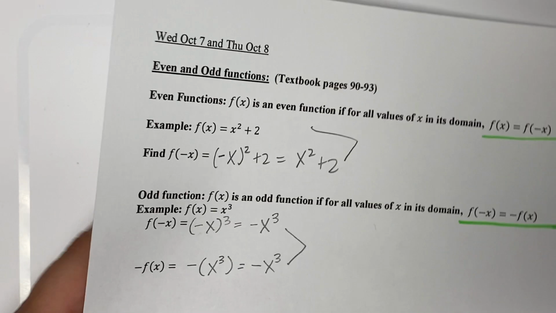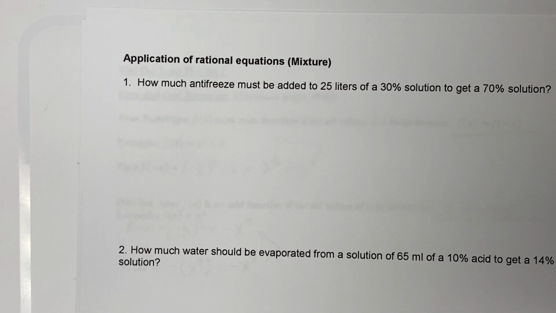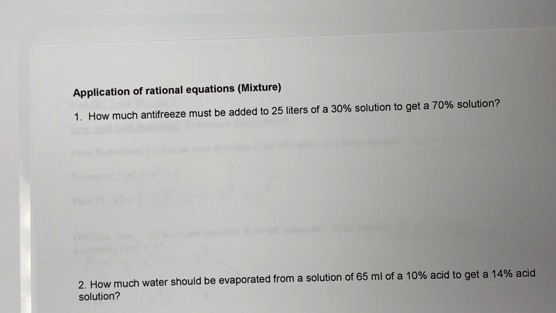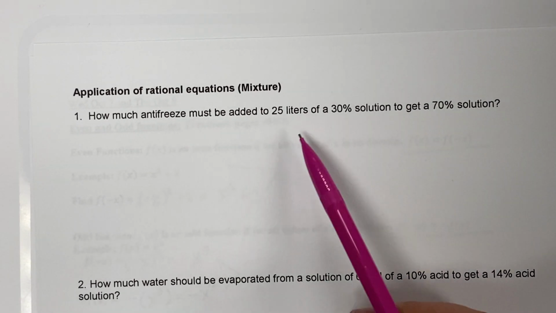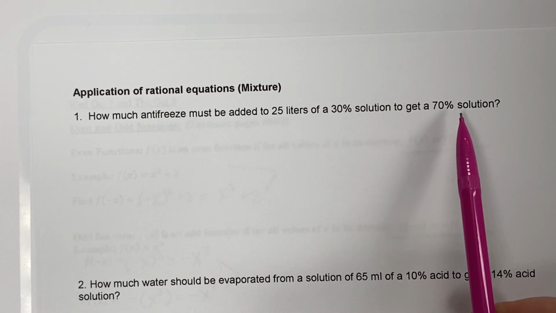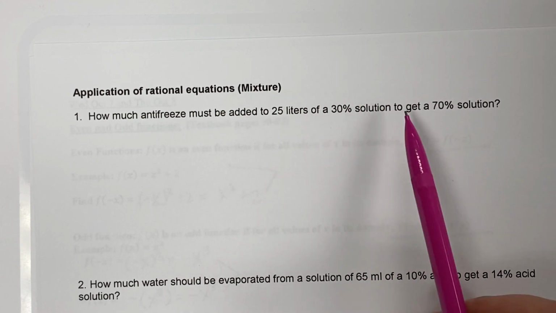All right, the other item of business are the word problems. We have some mixture problems. Now for these, you are creating your own equations and solving what they ask you to solve for. So we have some antifreeze and we want to add it to 25 liters of a 30% solution to get a 70% solution. So I want to increase the percent of antifreeze in my solution.